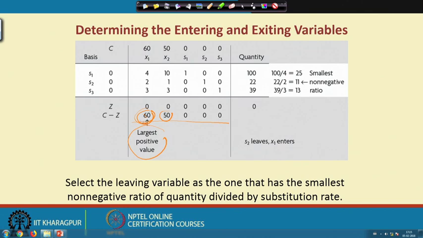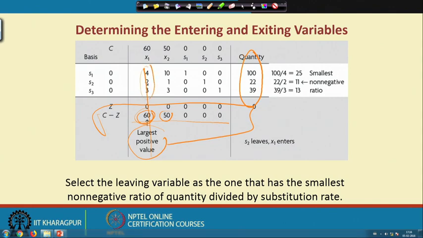Now, with this indication, x1 is the incoming vector, so which one is the outgoing vector out of S1, S2 and S3? We have to take another indication, which is the minimum ratio between xB and xk. So, xB is the right-hand side of the constraints, and xk is the particular vector which is the incoming one. As a result, the ratios will be 100 by 4, 22 by 2 and 39 by 3 corresponding to the particular structure.